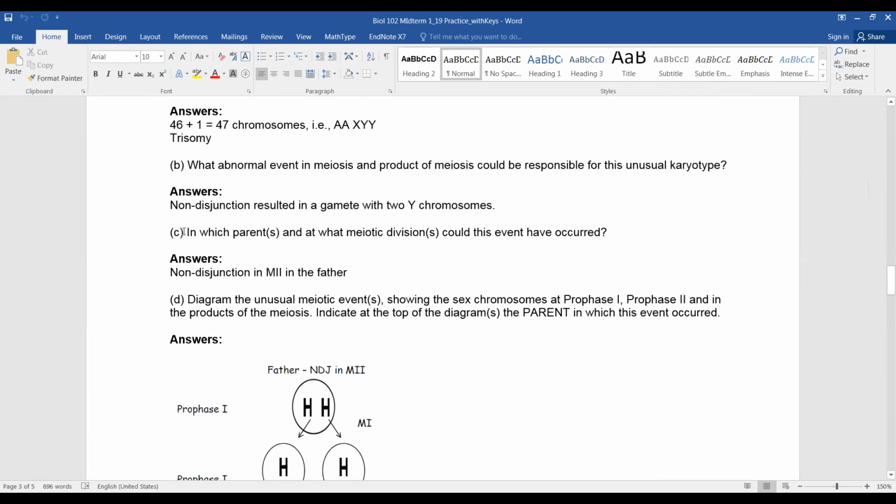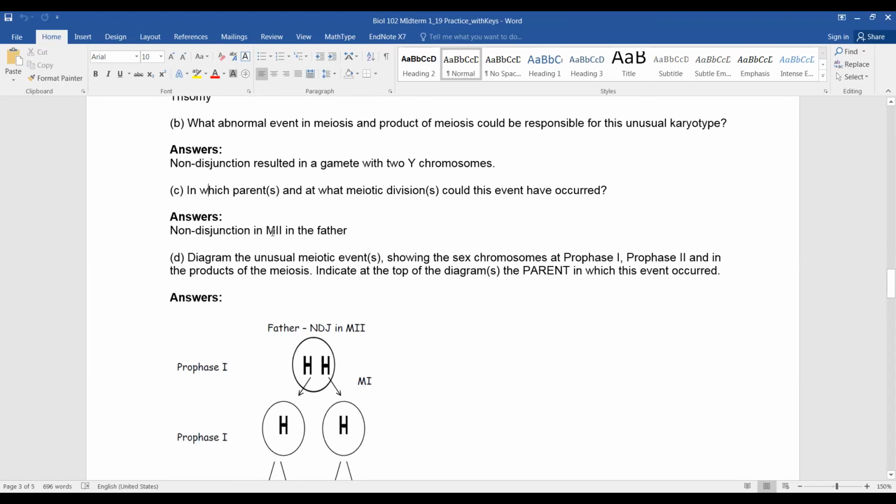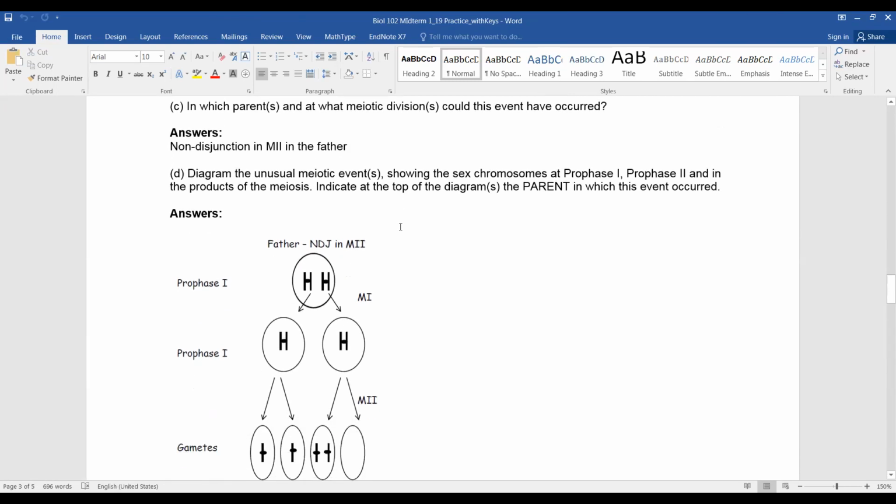And so for part C, I will ask you, based on the information, can you determine in which parent and in what meiotic division stage could this event have occurred? That's easy, because this non-disjunction can only occur in the father, at the second stage, the second meiotic division, right?